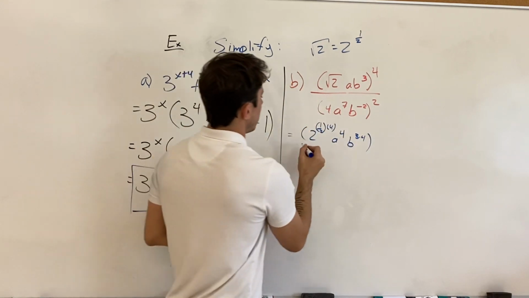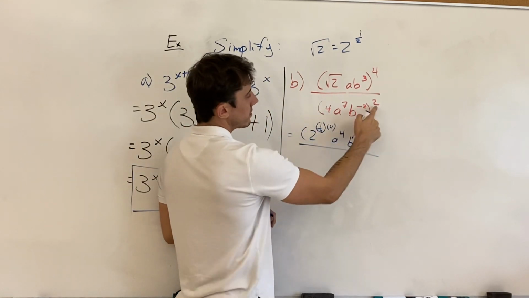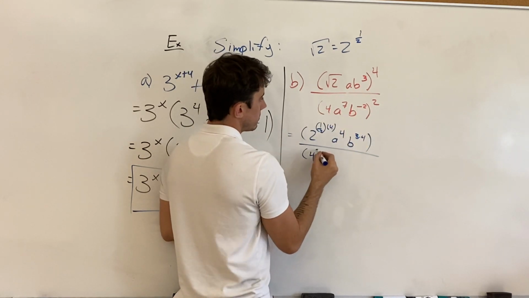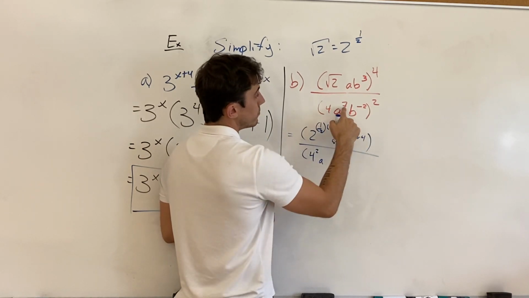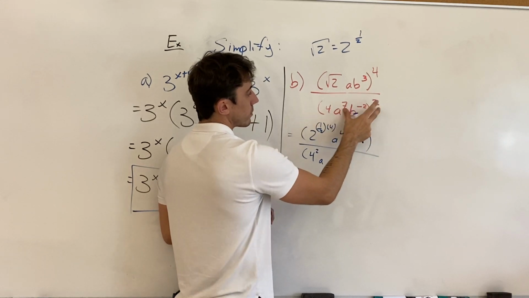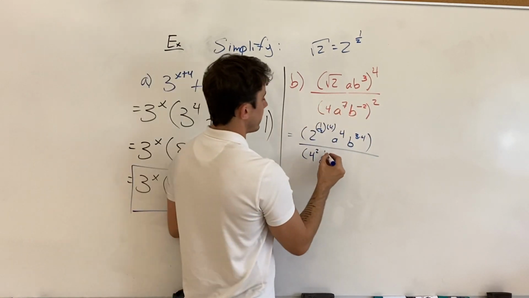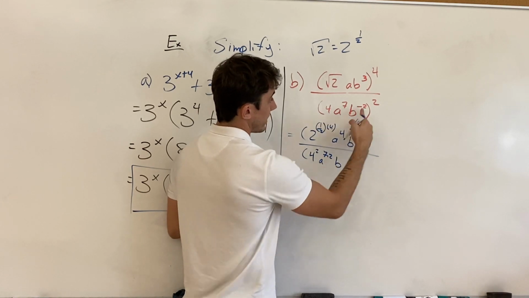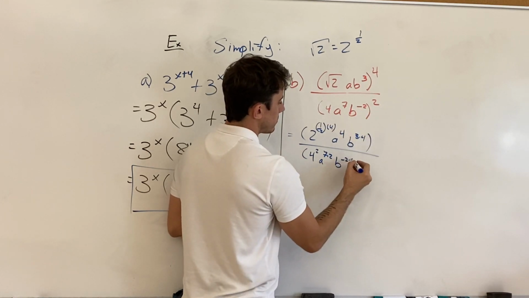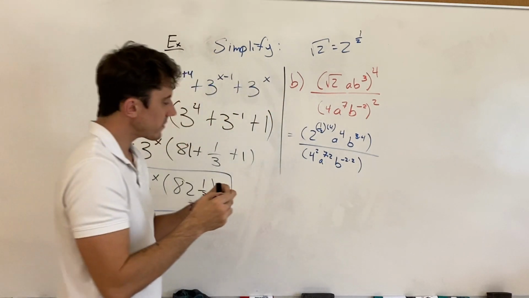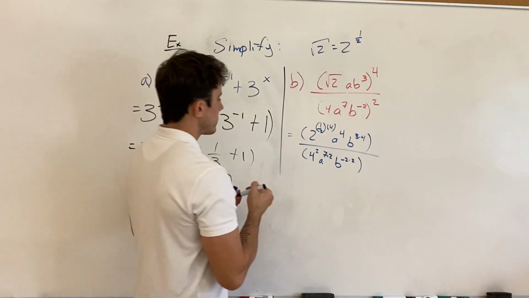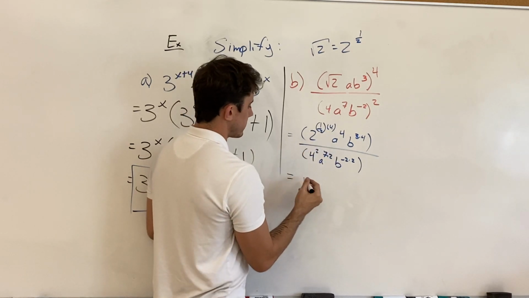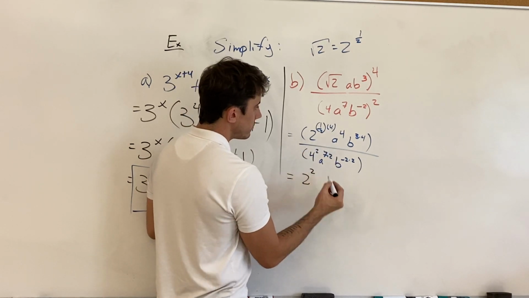Okay? All over, again, the square hits everything inside the bracket, so we'll have 4 squared, a to the power of 7 times 2, multiplying the exponents when we have an exponent to a higher exponent, and we have b to the power of negative 2 times 2, like so. And now we can go ahead and clean this up a bit. So in the numerator, we have 2 to the power of 1/2 times 4. That means 2 to the power of 2.